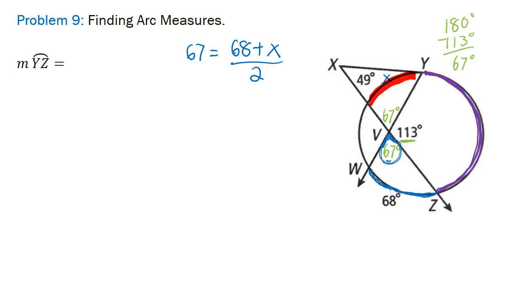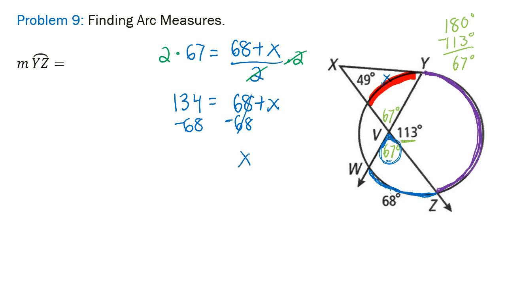So I'm going to solve that equation. I'm going to multiply both sides by 2 to get rid of the fraction. So 68 plus x is left, and then 67 times 2 is 134. I'm going to subtract the 68 from both sides. So x equals 66. So now I know this right here is 66 degrees.